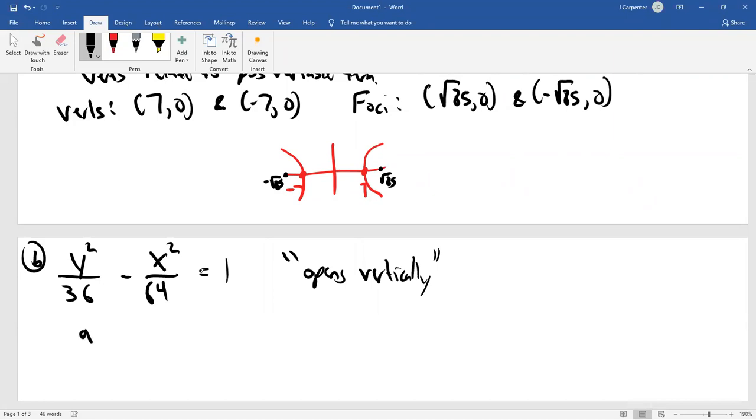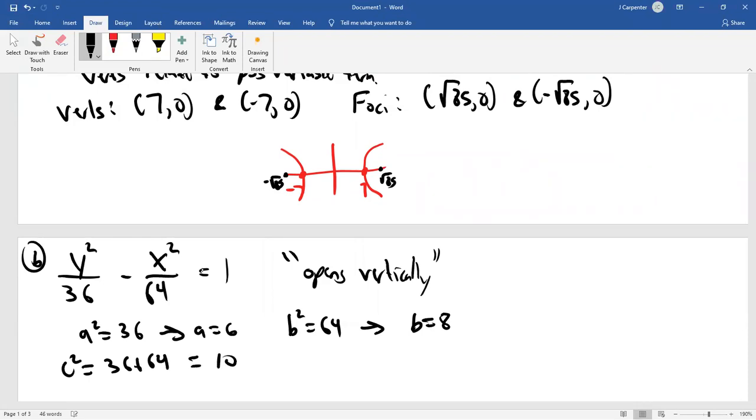So that tells us, and I'm going to get it right this time on the first try, A squared is 36, so that A is equal to 6. B squared is 64, so that B is equal to 8. C squared is the sum of the squares. I'm just going to leave that as 36 plus 64, which conveniently is 100. If C squared is 100, that says that C is 10. Remember, C relates to your focus, A relates to the vertex.